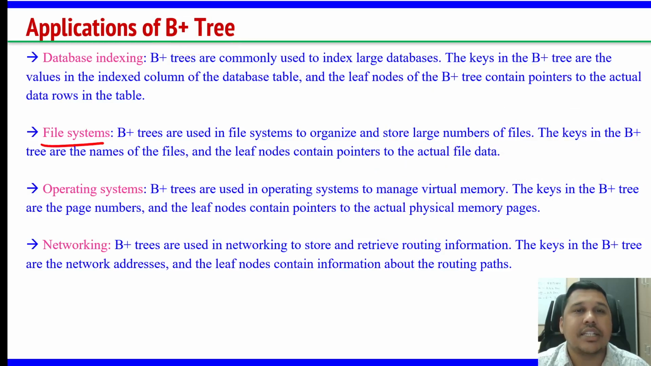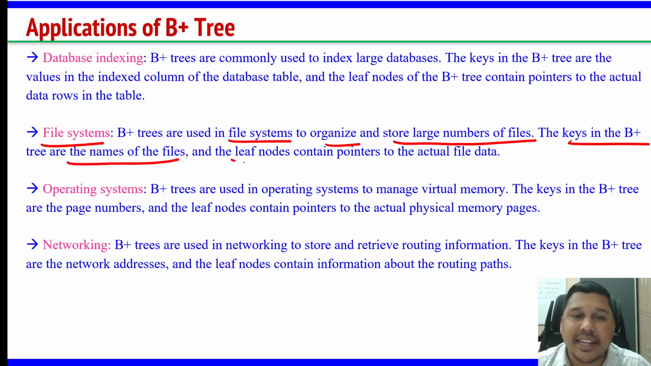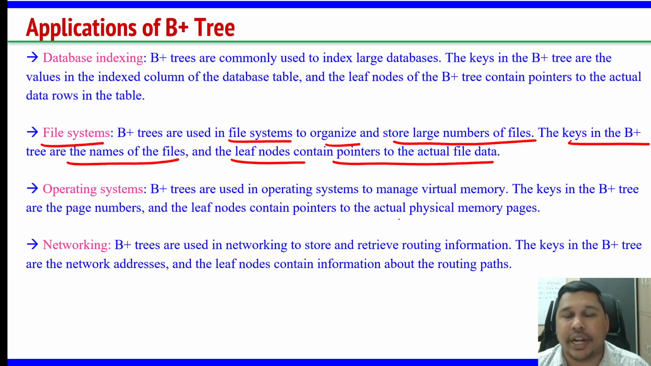Next, file systems. We also use them in file systems. B plus trees are used in file systems to organize and store a large number of files. The keys in the B plus tree are the names of the file, and the leaf node contains a pointer to the actual file data. Okay, they contain a pointer to the actual file data.